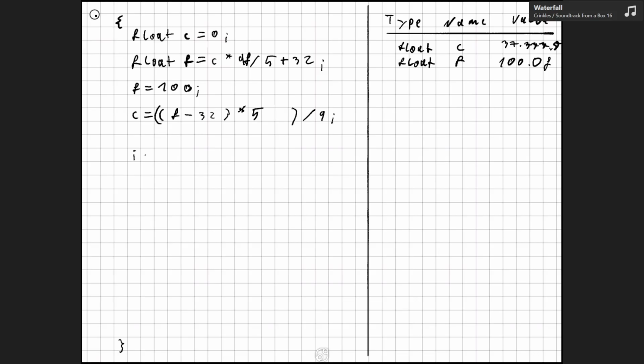Let's try something. Int L equals C. We have two operations. We have the declaration of a new variable and an assignment. Declaring a variable, sure. We have integer L starting with nothing, just declared. And then we have the assignment.